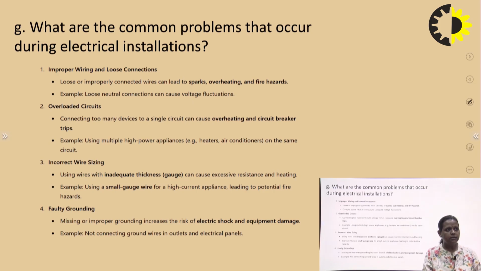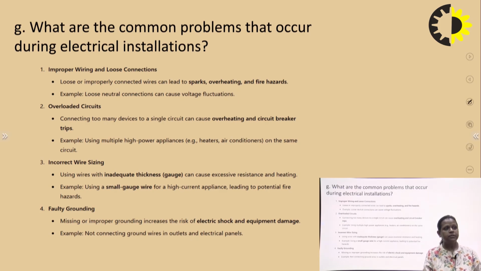Then the second problem could be overloaded circuits. Connecting too many devices to a single circuit can cause overheating and circuit breaker trips. For example, using multiple high power appliances, like heaters and air conditioners, on the same circuit.